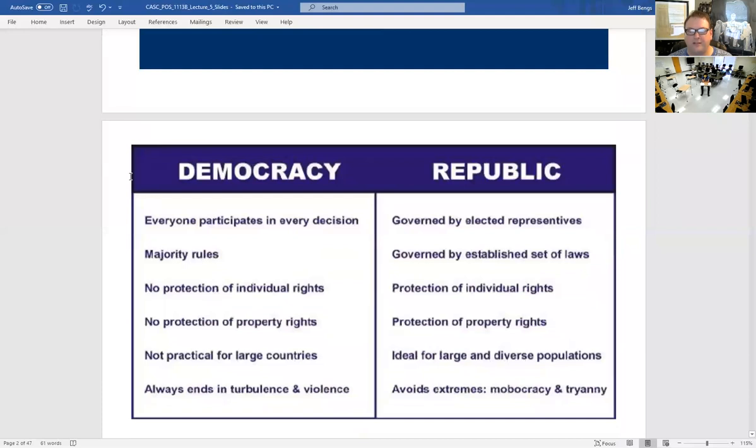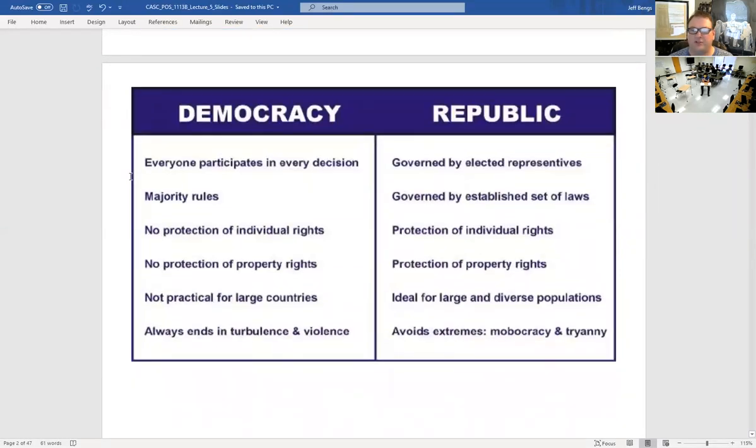So here's some more things. Here's a little chart that shows differences between a pure democracy and a republic. We are a republic, the United States of America. We are not a direct democracy. We are a republic. So you can see, along with protecting individual rights, a republic protects property rights.